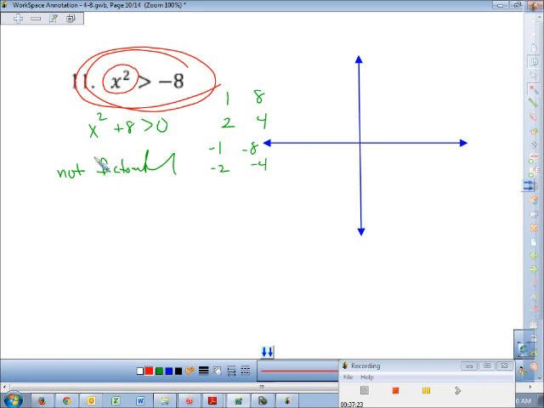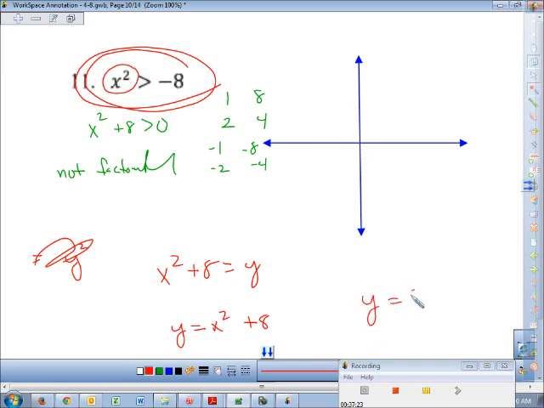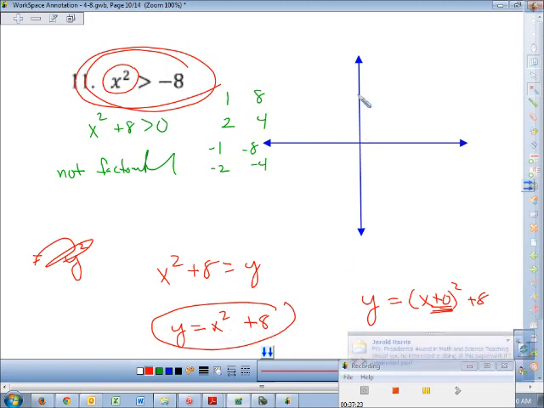They need a simple sketch of this, though. It's in vertex form already. If you thought of it like this, my bad, x squared plus 8 equals y instead of equals 0, and you switched them around, y equals x squared plus 8, that's in vertex form. It's the same thing as saying y equals (x plus 0) squared plus 8. What's the x value of the vertex? What's the y value of the vertex? Isn't this just a normal old parabola? The standard parent function shifted up 8 units. So, it opens up also, correct?